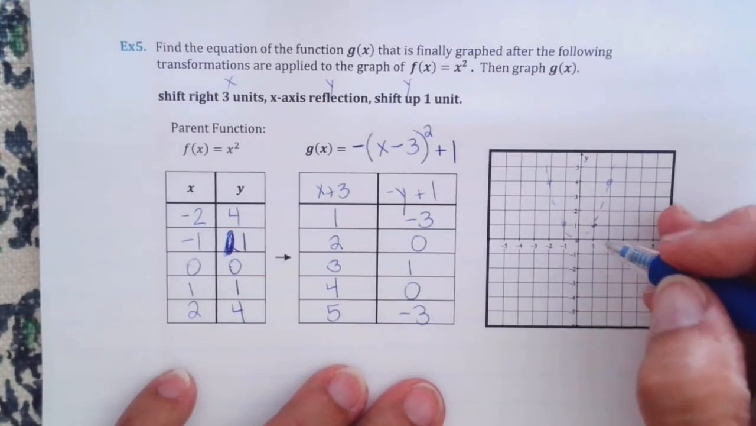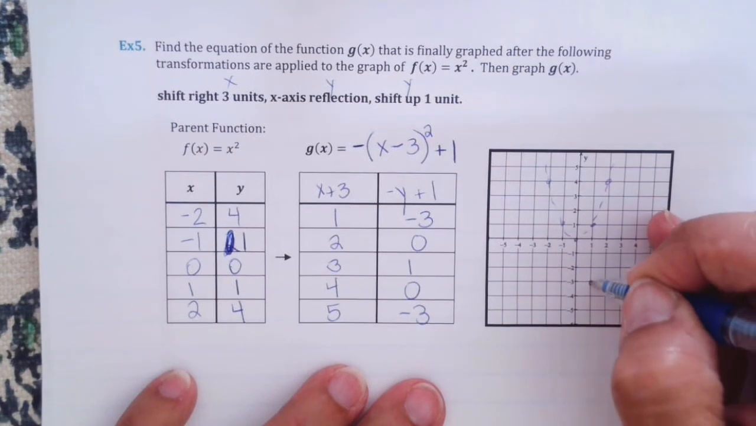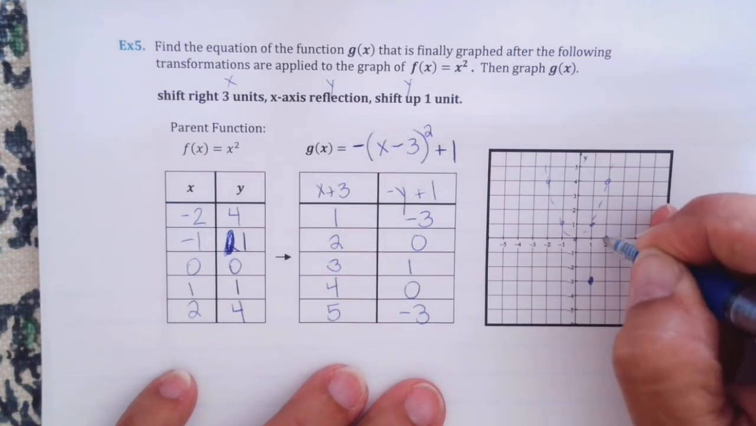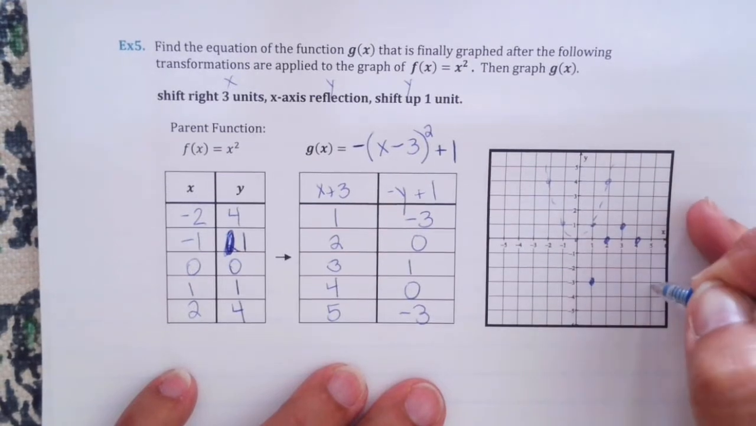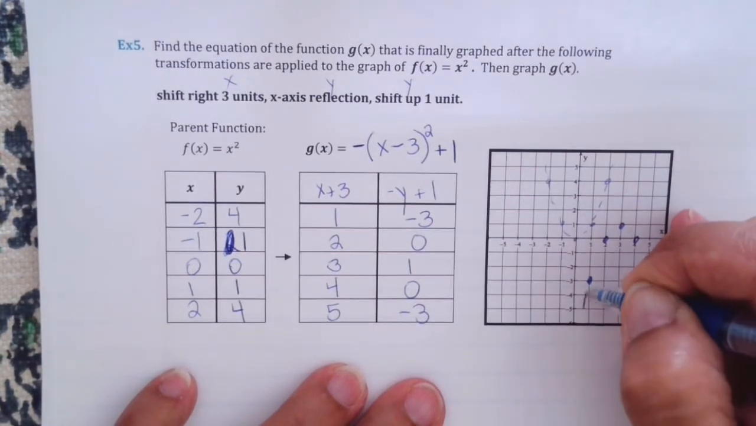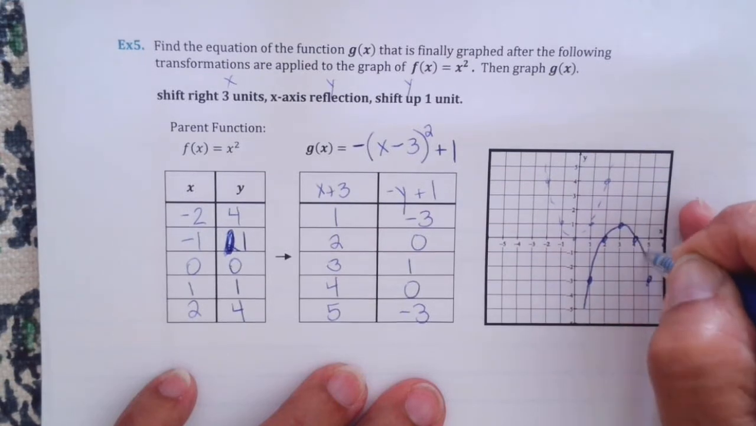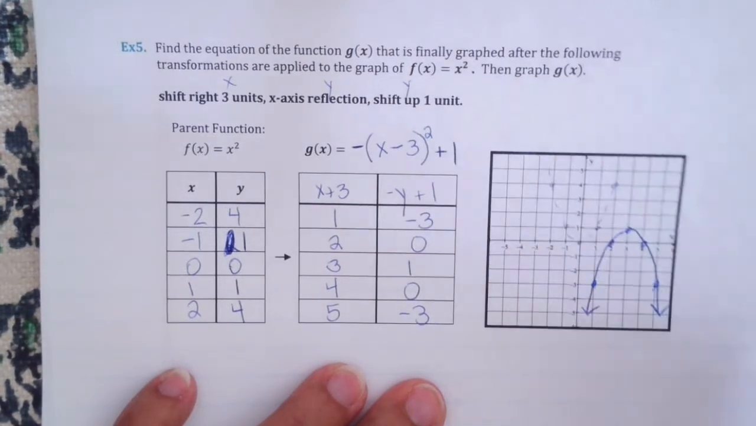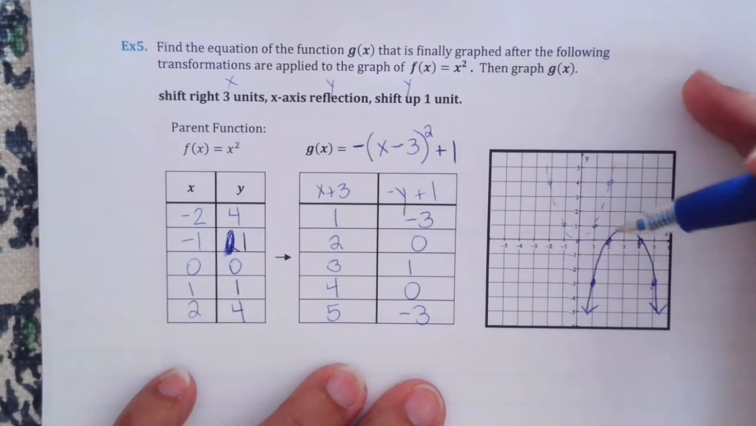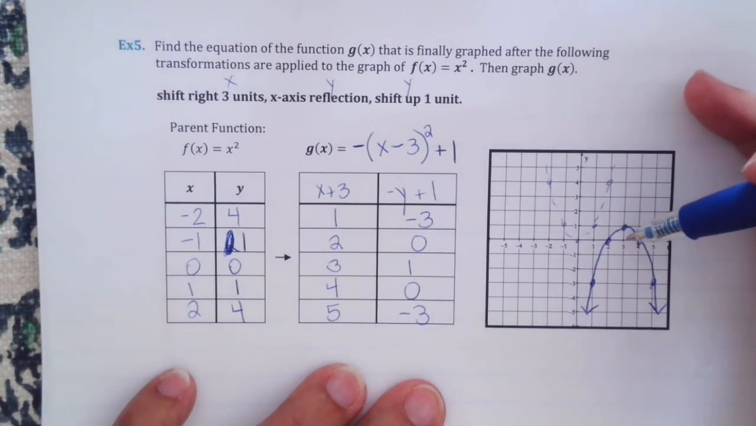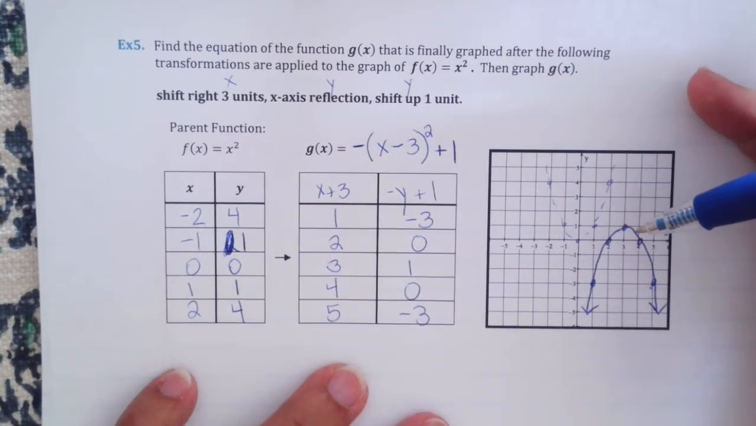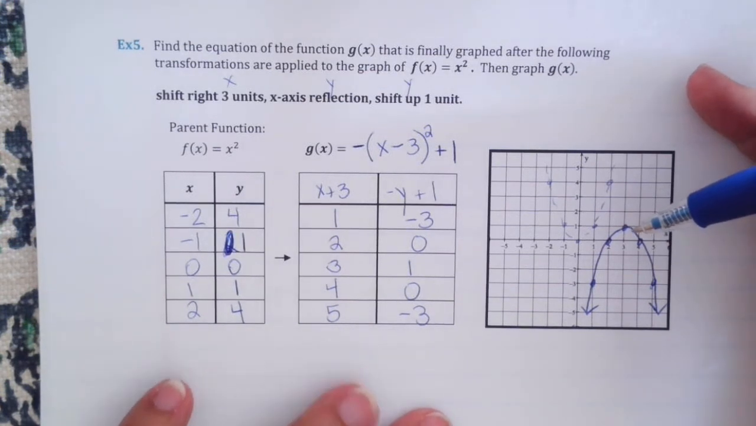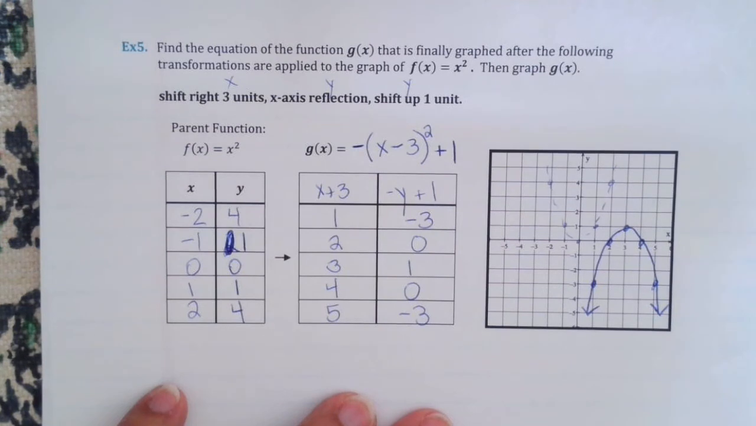All right, so let's plot those. 1, negative 3, 2, 0. 3, 1, 4, 0, 5, negative 3. So there's your new graph. Did it do what it said? Did we take this and go right 3? Yes, we did. We reflected over the x-axis, and then we went up 1. Okay? So there's that transformation.